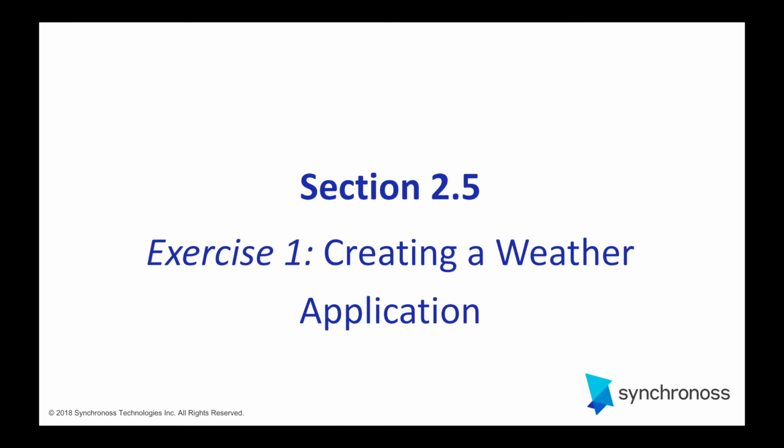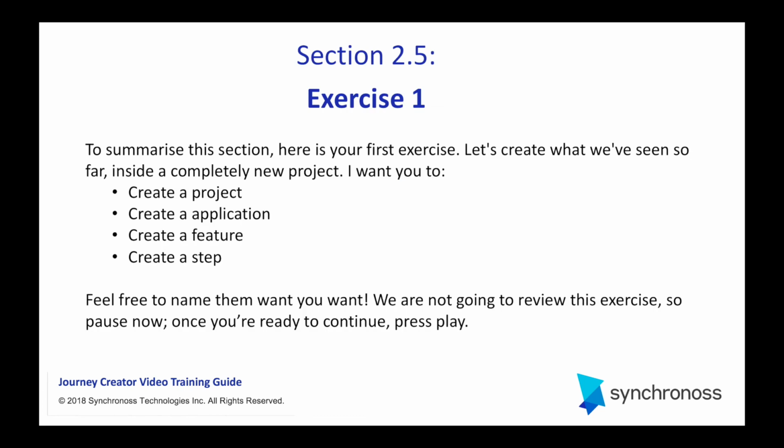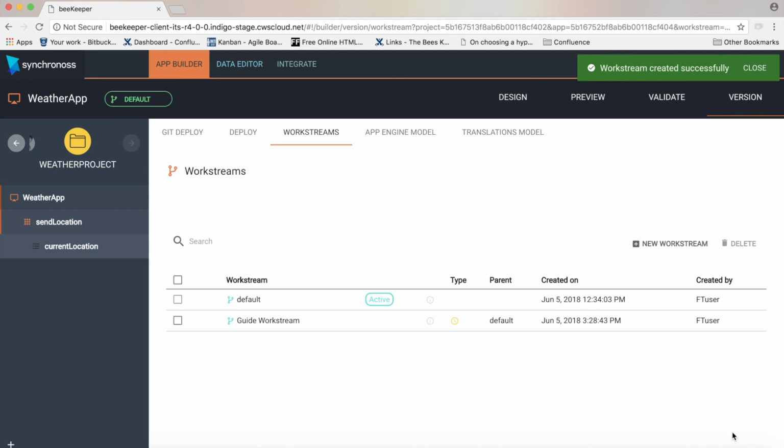Great. To summarize the section, here is your first exercise of section 2. Let's create what we've seen so far, but now inside a completely new project. I want you to create a new project, create an application, then you will need to create a feature, then also create a step. You can name these whatever you want. The whole point of this exercise is for you to refamiliarize yourself of what we've learned, because this will be very important going further. Pause now, and once you're ready to continue, switch back to the initial projects.